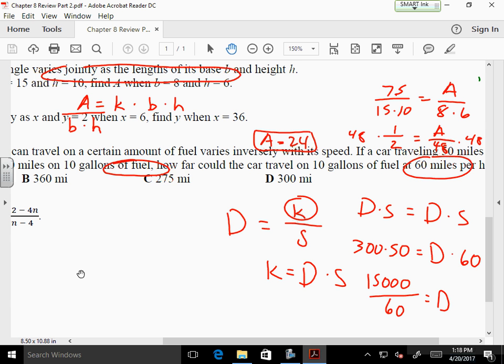But just go with what it says. It says it varies inversely with the speed. Distance varies inversely with the speed. So D equals K over S. If you solve that for K, it's DS. So you just set the two situations, D times S equals D times S, and solve for the unknown. Plug in, you'll know 3 of the 4. It should be A.